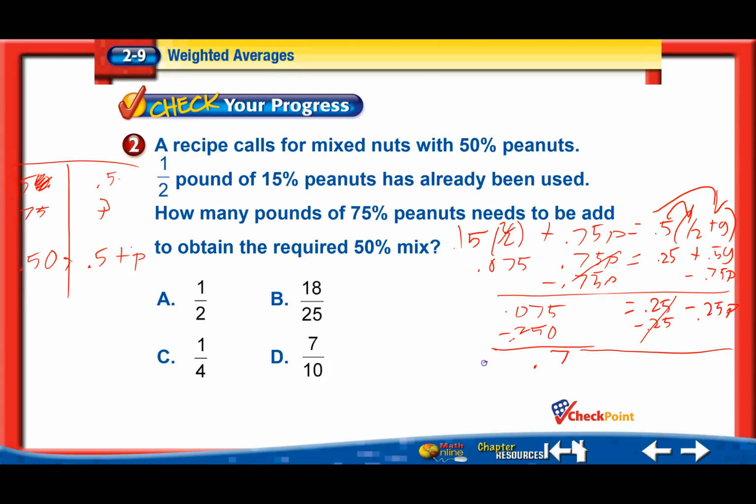That comes out to negative 0.175, equals negative 0.25p. Divide that by negative 0.25, negative 0.25. These will cancel, and this will come out to 7/10. So 0.7 would convert to, if I put that over 10, 7 over 10. And there's my answer. Oh, I gave you the answer early. Lucky you.